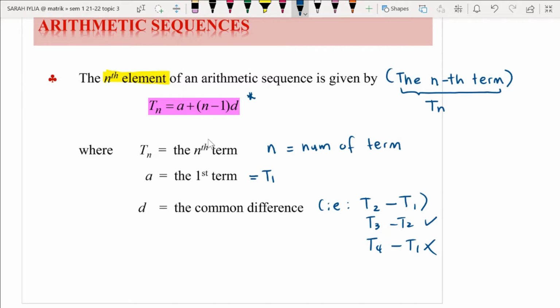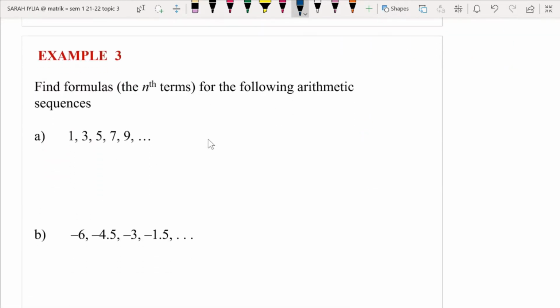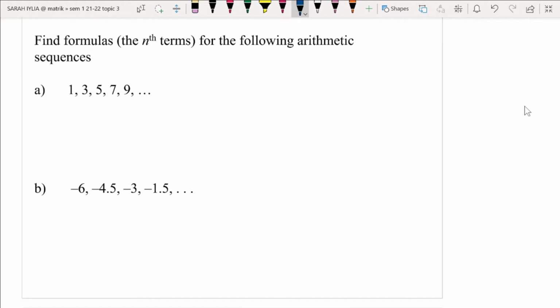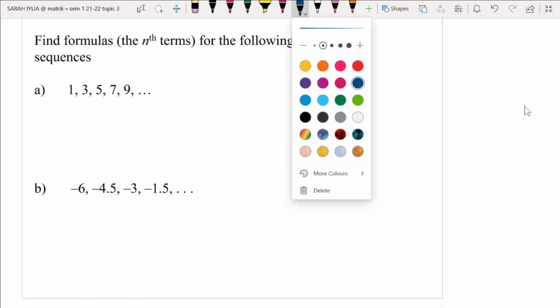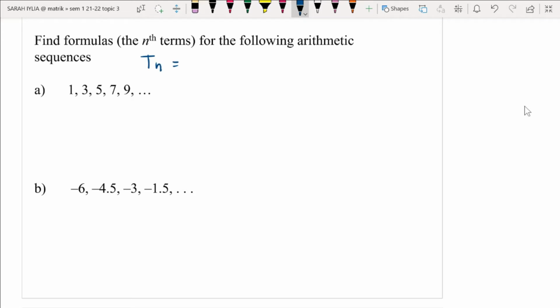Okay. Kita terus pergi example. Find the formula for the nth term for the following arithmetic sequence. So, first one, we have a set of odd numbers ni. 1, 3, 5, 7, 9. So, in order to find the nth term, saya tulis semula formula: Tn equals a plus (n minus 1)d. So, from our sequence, kita identify dulu setiap satu ni. a, in this case, is our first term. So, 1. d just now is the common difference. So, second term minus our first term. So, 3 minus 1, kita akan dapat 2.